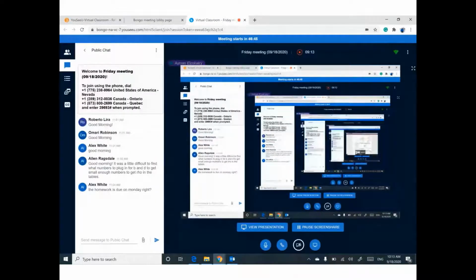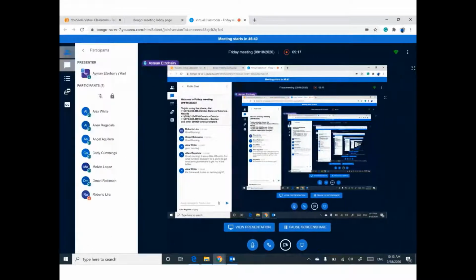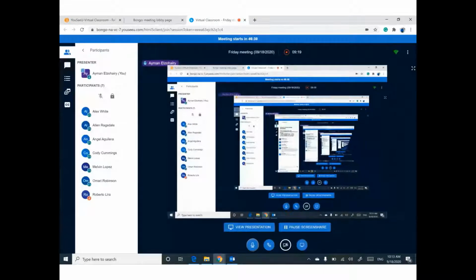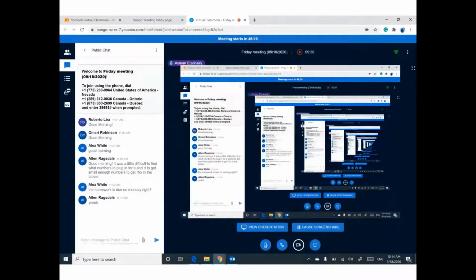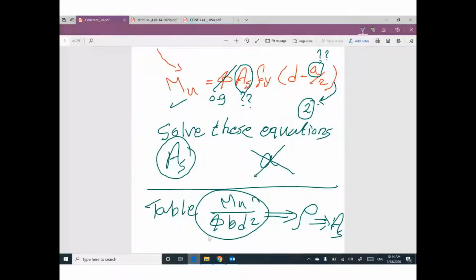Last meeting, Burak, who isn't here today, asked me what will happen if we have something different than in the table. F prime C is not 3,000, it's 3,500. So it's not included in the tables. How can I figure out the area steel? You can figure out the area steel from first principles.